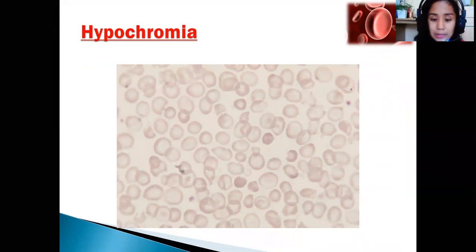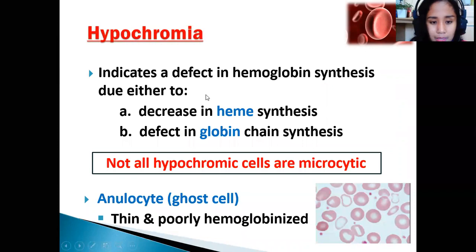Decreased hemoglobin. And, as you can see, in hypochromia, we have decreased hemoglobin synthesis. So something is wrong with the hemoglobin, a defect in globin chain synthesis. Let's say, thalassemia. Not all hypochromic cells are microcytic, but usually they are partners. Usually, microcytic cells are usually hypochromic as well.